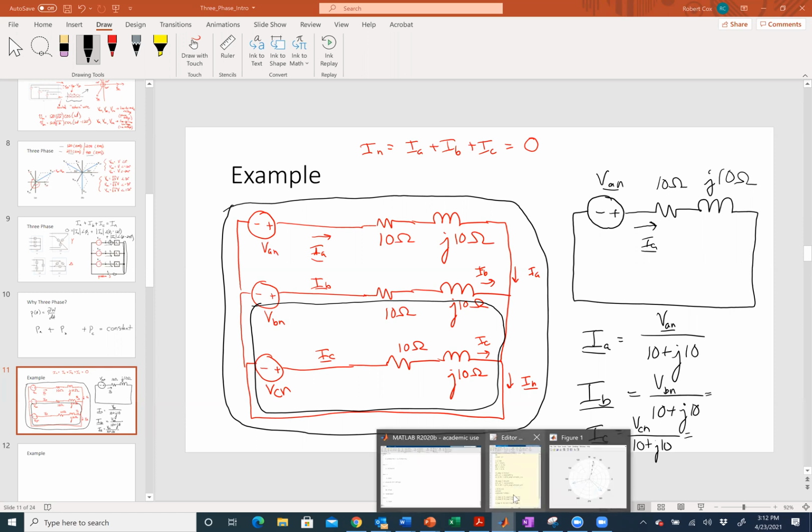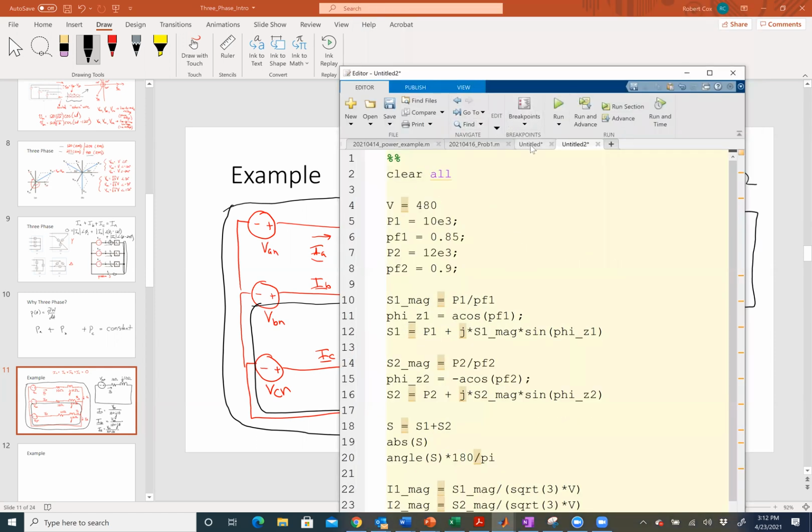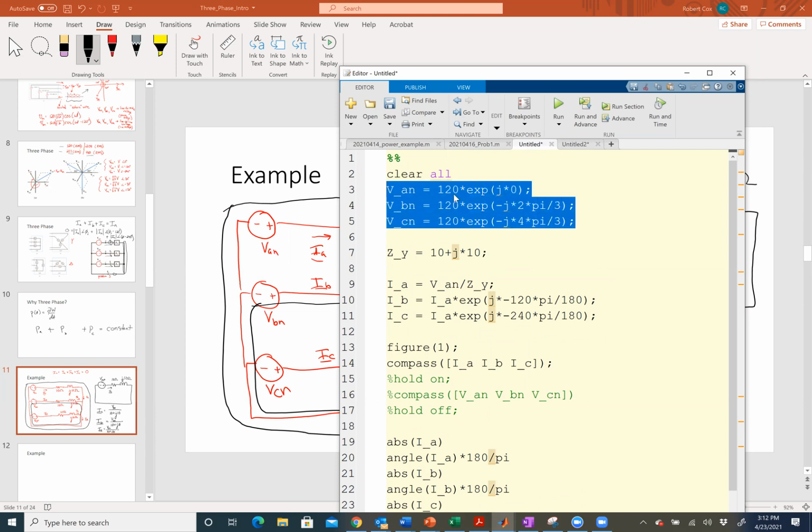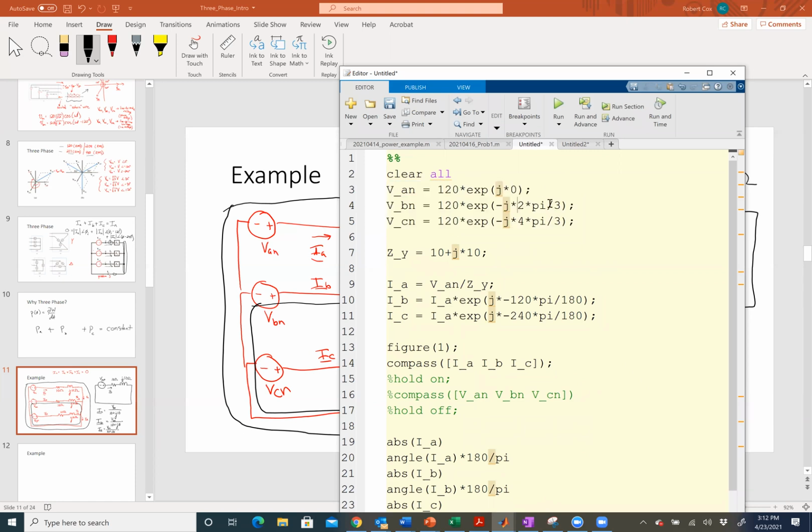So I did that problem, and here's how I entered it. When I wanted to figure out those currents, I said VAN is 120 times EXPJ0, and then I did this in radians straight away, minus J2 pi over 3 and minus J4 pi over 3, which are the right angles in radians. Then I said the impedance was 10 plus J10, and I calculated IA like this. I could have calculated IB by doing VBN like that. What I ultimately get is that their angles are 120 degrees separated from each other.